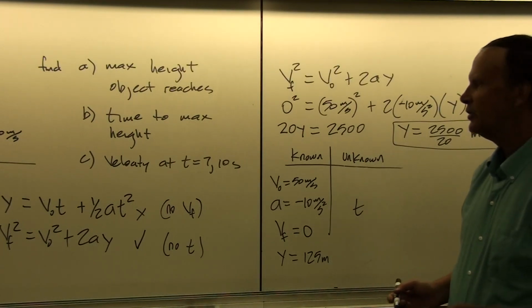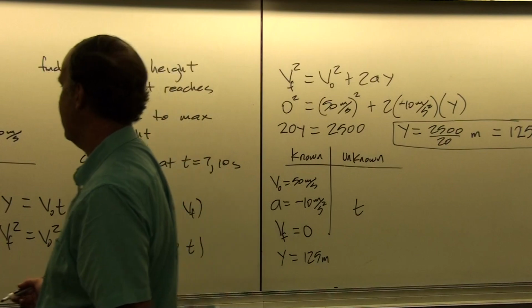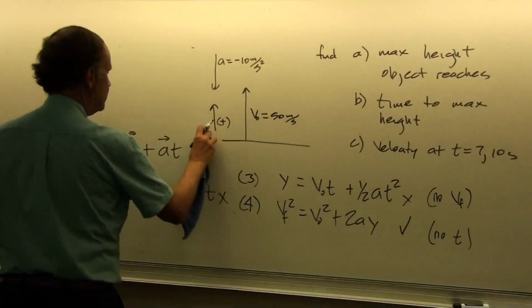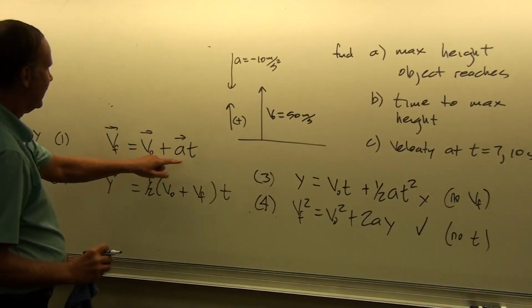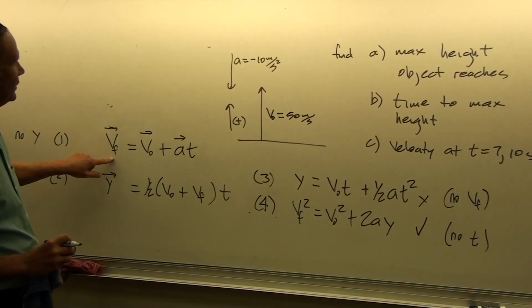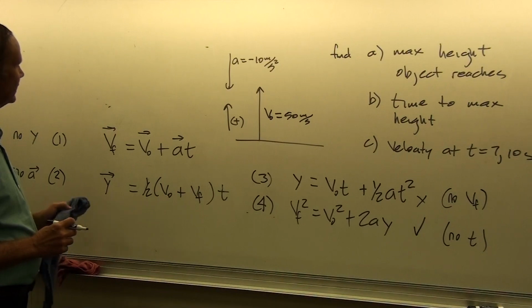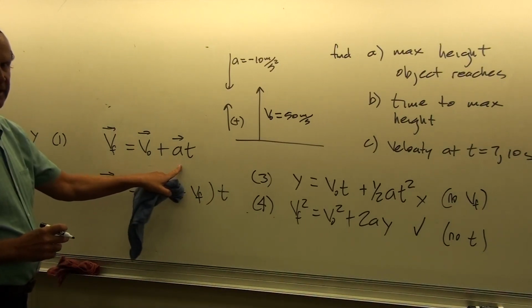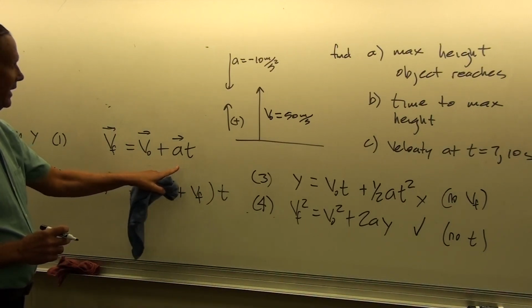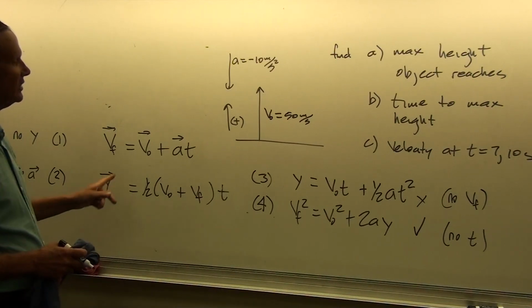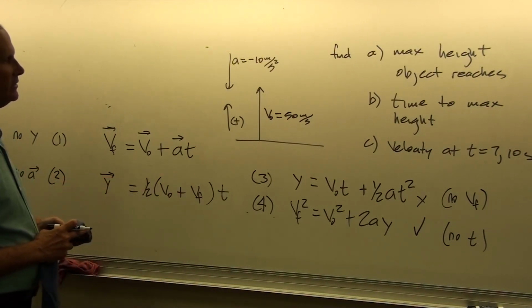Okay, so which one should I use? Usually when I have a choice, I did this last time and I'm going to do it this time too. I'm going to choose the first equation because it's the least algebraically complicated of the four. That's the only reason. I could choose any of the other ones that have time in it too.